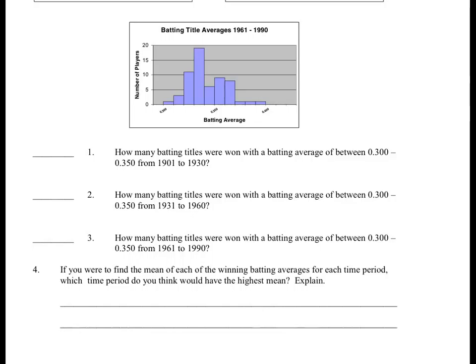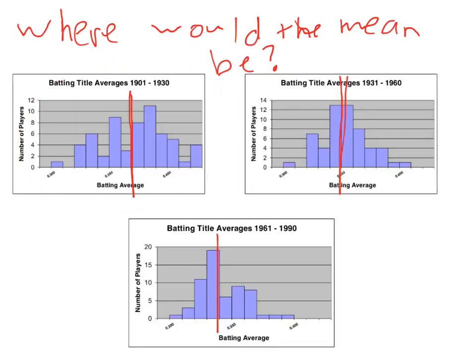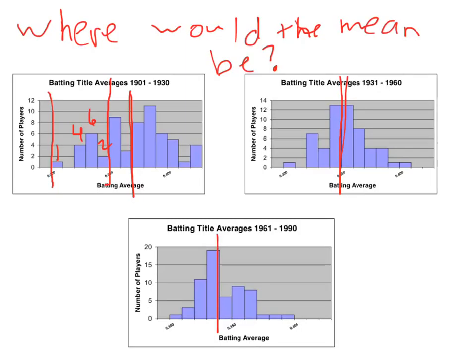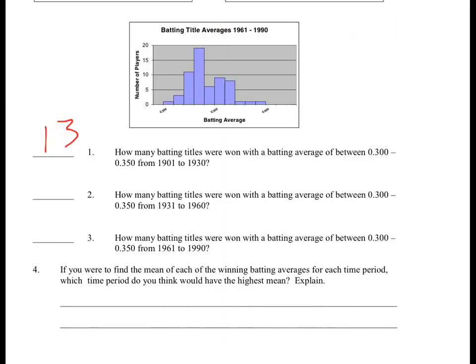See how many batting titles were won from 1901 to 1930. So you go back to this graph, go between these bars here, and you just count how tall these are. That's 1 tall, that's 4 tall, that one's 6 tall, that one's 2 tall. Add them all up, you get 13. So I put 13 here. Then you go on to the next one, same thing, but on the next graph. I go between here and here. This one's 1, 6, 4, and then 13 up there. Add that up, you're looking at 24.